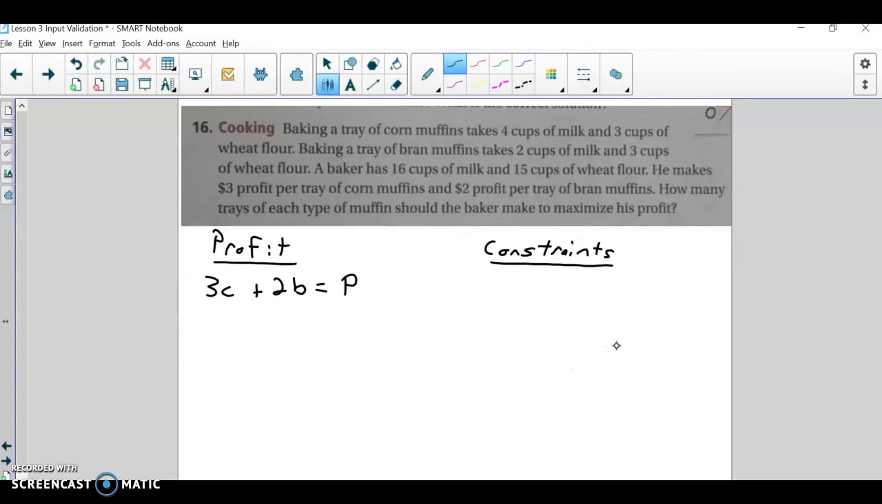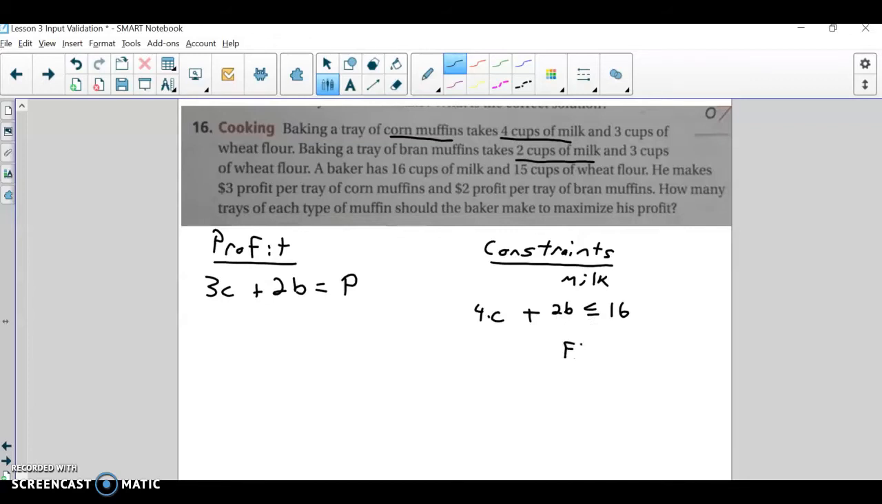are based on the number of milk and flour. So if we look at the one involving milk first, we have to stay less than or equal to 16 cups of milk. All right, and so kind of the goofy part is they mix all this together. So if we read about milk, it takes 4 cups of milk for the corn muffins. So I'm going to do 4C when I'm in my milk inequality. And then the bran muffins, it only takes 2 cups of milk. So 2 per bran. So when we do our milk inequality, it's 4 cups per the corn plus 2 per bran has to stay below 16.